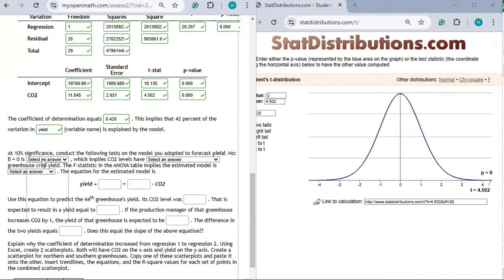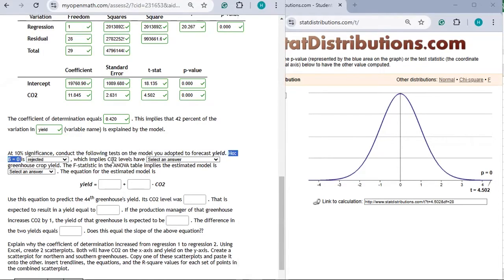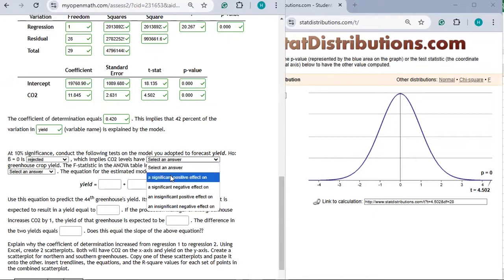So we're going to reject this hypothesis because, again, the p-value is smaller than the significance level. If your p-value is bigger than whatever your significance level is, then you're going to do the opposite of what I'm doing. If your p-value is smaller than your level of significance, then you're going to reject this hypothesis, because what we're saying is this is big. It's bigger than 0 in a statistical sense. When we reject this hypothesis here, that means CO2 levels have a significant effect. Because it's positive, we say significant positive effect.